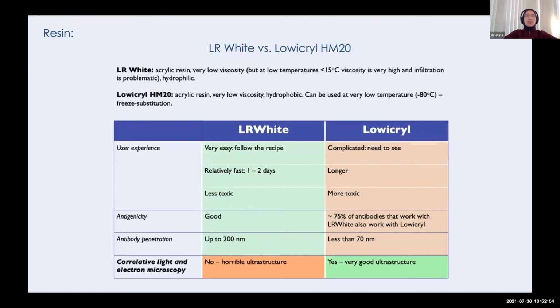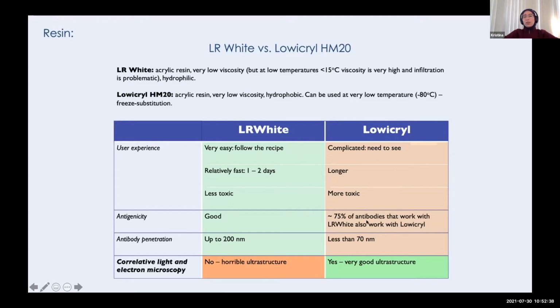So the first thing to simplify is the resin. Using Lowicryl is complicated. It works great for ultrastructure and antigenicity, but it's not an easy protocol. It takes quite a bit of time to embed, and it's quite toxic. LR White, on the other hand, is very easy. It comes in the bottle, it's ready to use. It's just a very simple recipe. It's fast and it's less toxic, and the antigenicity is great.